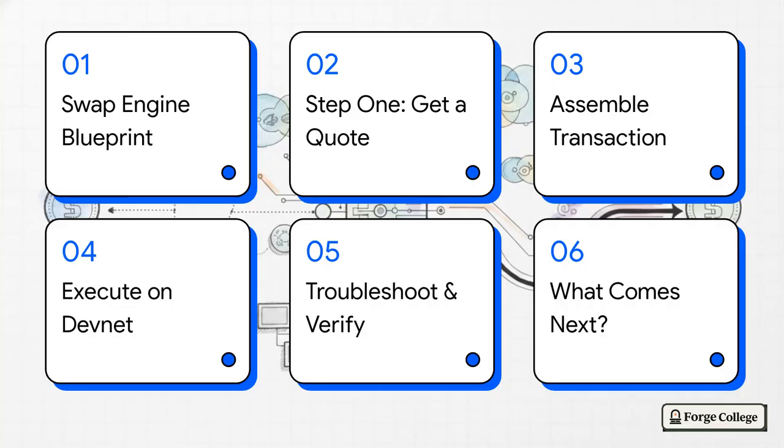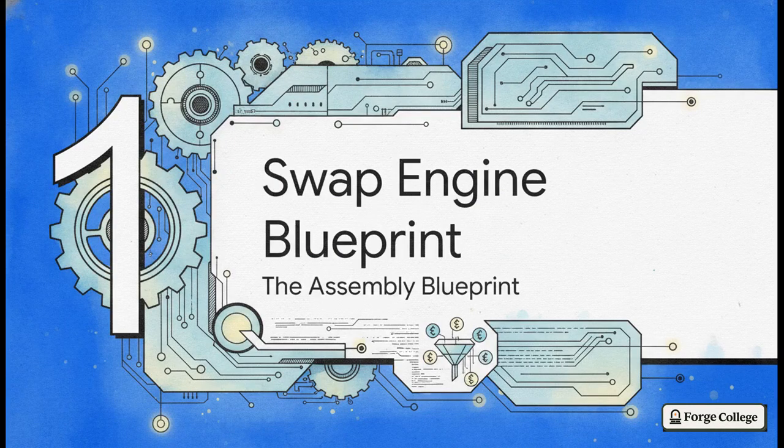Here is our assembly blueprint for today's explainer. We'll quickly look at the swap engine blueprint. Then dive into Step 1, getting a quote. After that, Step 2, assembling the transaction, and Step 3, executing on devnet. Finally, we'll wrap up with troubleshooting and verification, and a quick peek at what comes next. Let's get into it. All right, Part 1, the swap engine blueprint.